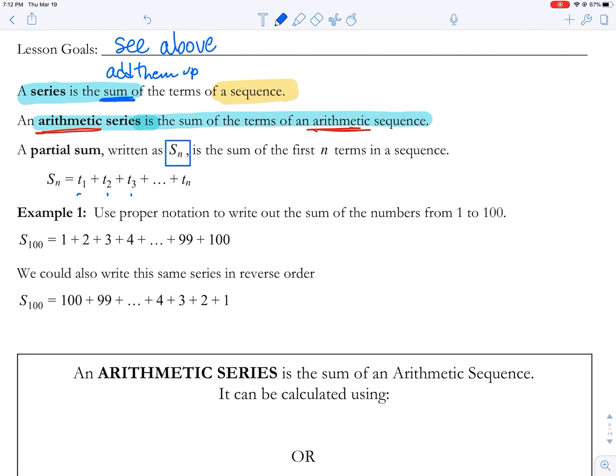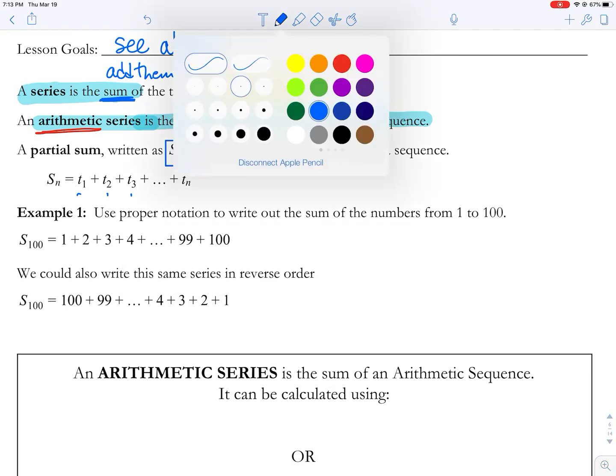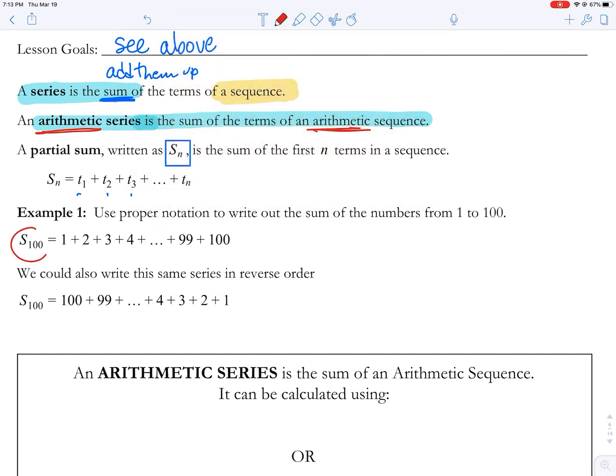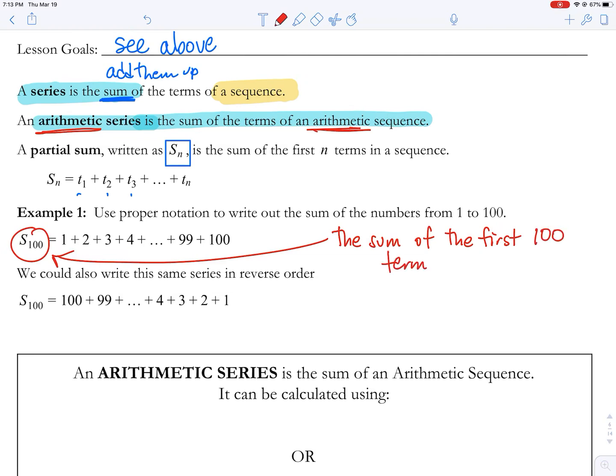So if we were going to use proper notation to write out the sum of the numbers from 1 to 100, I've done it here. It's typed out already for you. The sum, this means literally the sum of the first 100 terms. So here it's saying it wants the sum of the first 100 terms.